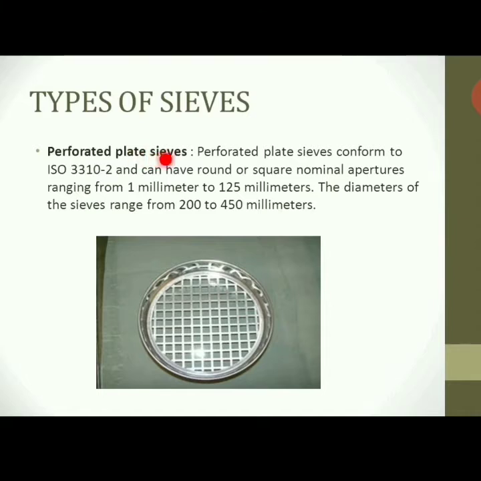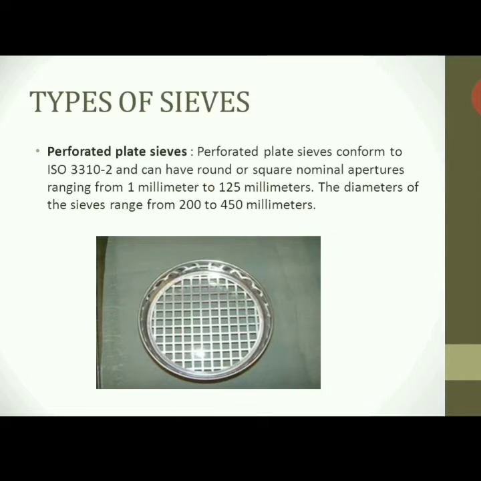Then the next point is the perforated plate sieves. This is the fourth type of sieve. Perforated plates are also called punched plates. These screens are made from a metal sheet with perforated holes. These plates possess a nominal mesh aperture ranging from 1 millimeter to 125 millimeters. The diameters of the sieve range from 200 to 450 millimeters.